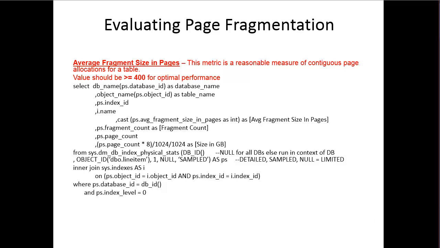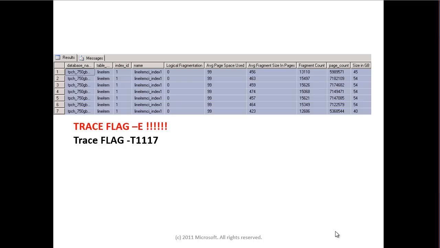So continuing on, the results of that query look something like this. Here you go, you have average fragment size, and so that's what that looks like.